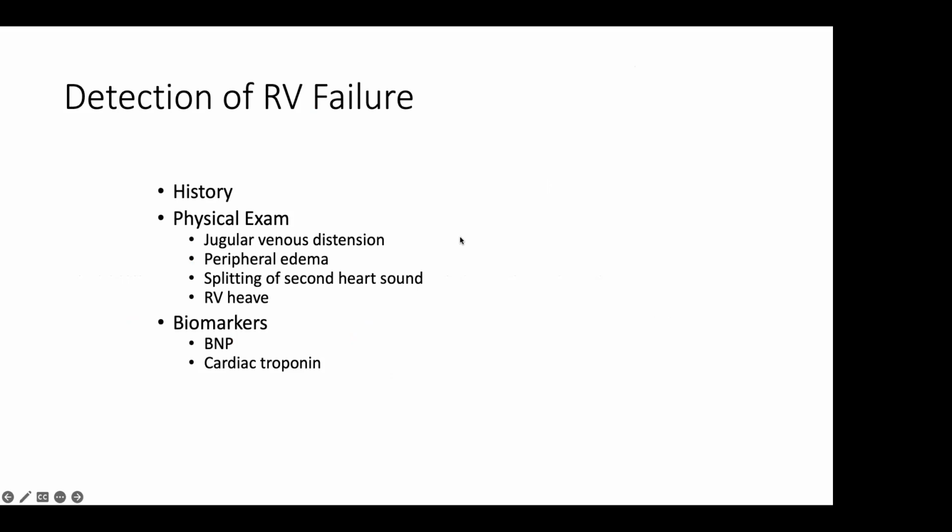So on physical exam, when there's right-sided failure, you might see JVD distension. You might see peripheral edema, and you might see splitting of the second heart sound or right ventricular heaves. Biomarker elevations such as BNP and cardiac troponin can occur, but remember that they're not specific because they can also happen if you have left-sided failure.